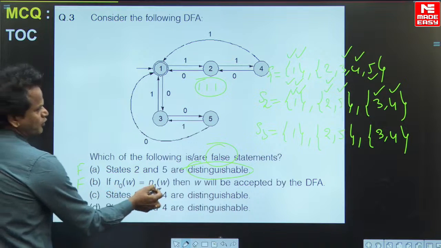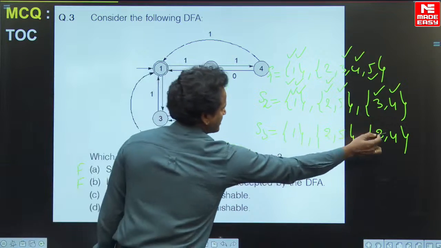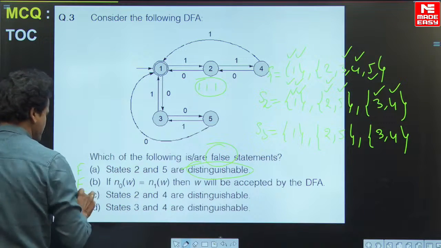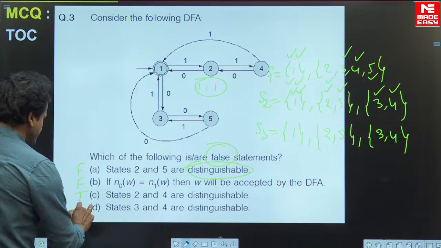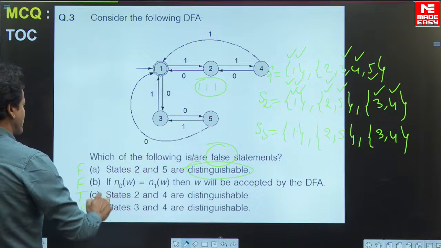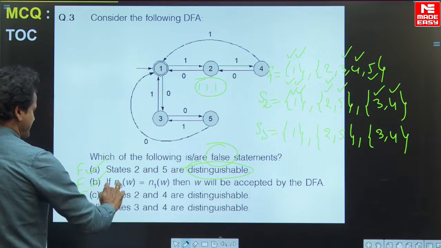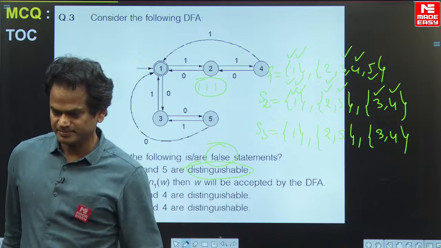Next, states 2 and 4 are distinguishable. Yes, 2 and 4 can be separable. It is true. Next, states 3 and 4 are distinguishable. 3 and 4, no, we cannot separate. It is a false statement. So which of the following are false? A, B, D. Okay.